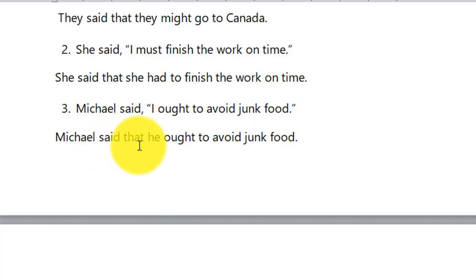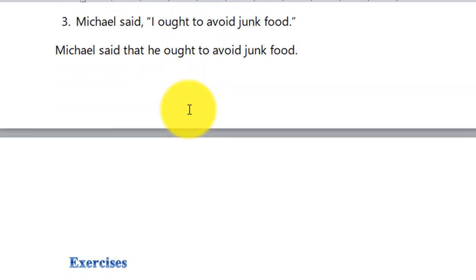Yeah, Michael said that he ought to avoid junk food, no change at all. Some modal verbs cannot be changed; it doesn't have any other forms, so we keep it as it is. The pronoun, the speaker, and what's called another time expression may change, but the verb here is not changed into another form.